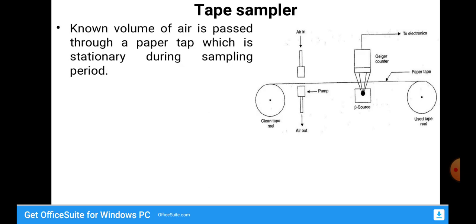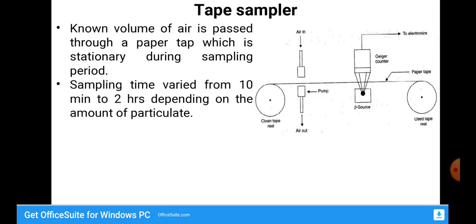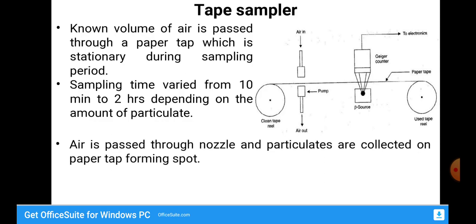A known volume of air is passed through a paper tape which is stationary during sampling period. The sampling time may vary from 10 minutes to 2 hours and it depends on amount of particulate concentrated or deposited on this tape. Air is passed through nozzle and particulates are collected on paper which will form a dark spot.